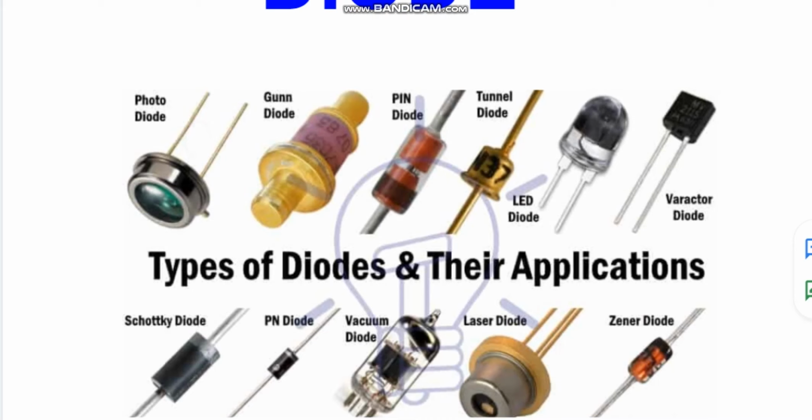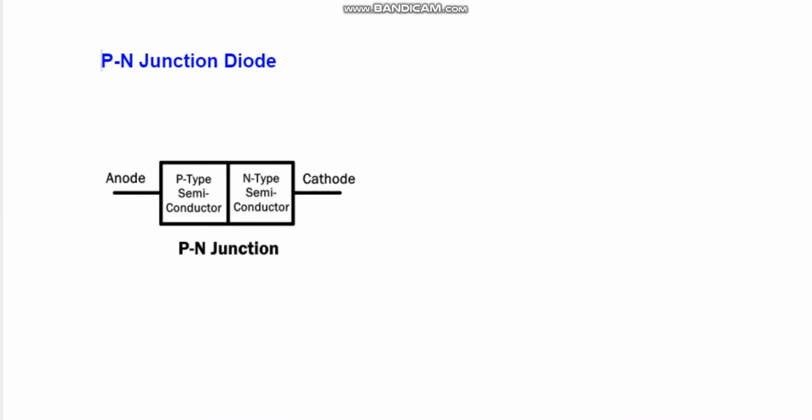First we will talk about the PN junction diode, then we will see the different types of diodes. A PN junction diode consists of two layers of semiconductors. One layer is doped with P-type material and the other layer with N-type material. The combination of these P and N-type layers forms a junction known as the PN junction, hence the name PN junction diode. It allows the flow of current in the forward direction and blocks it in the reverse direction. They are also known as rectifier diodes, used for rectification.